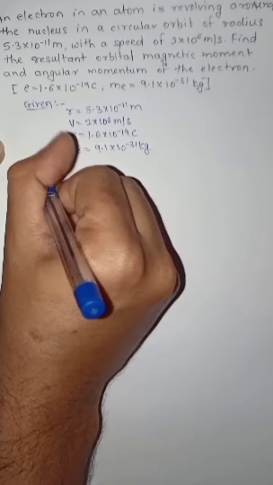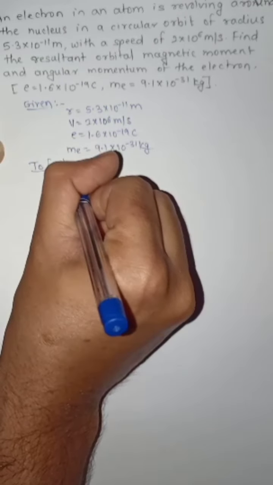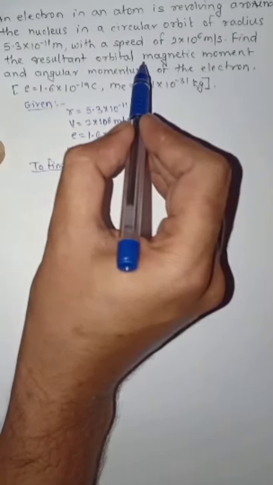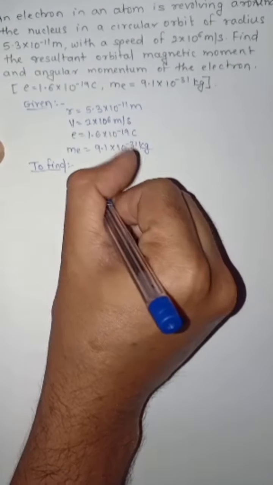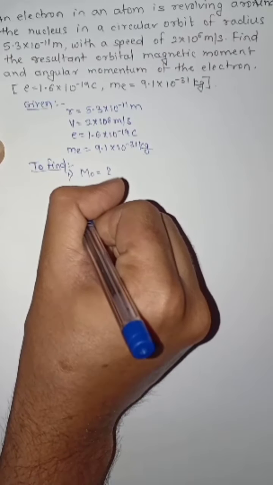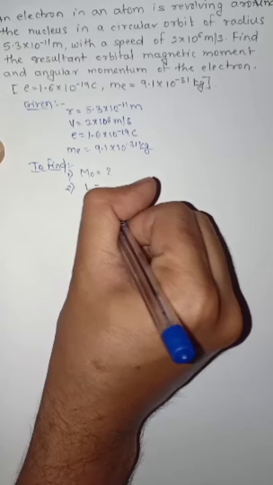Okay, so in 'to find' we will write down here, to find resultant orbital magnetic moment, its symbol is m0. So first we have to find out m0, and second one angular momentum. So angular momentum is equal to what? L.